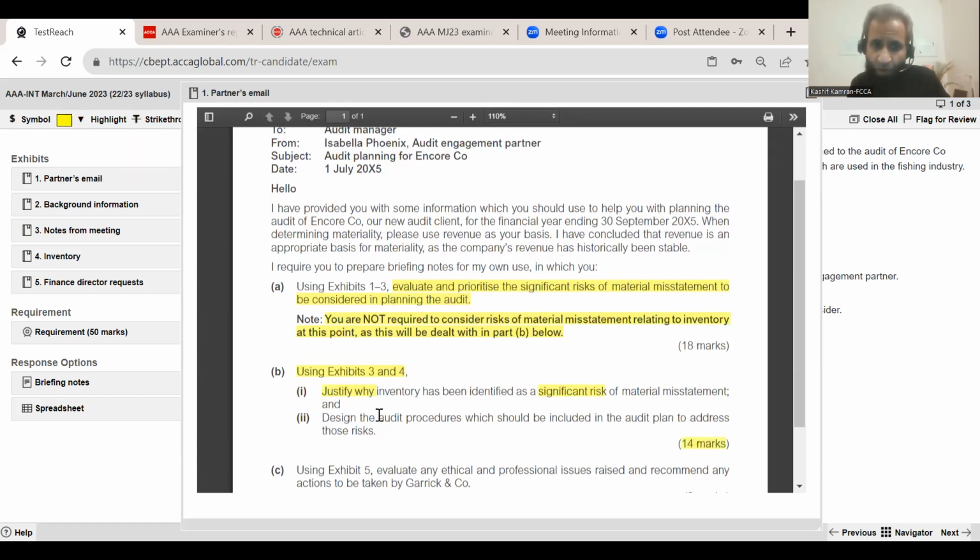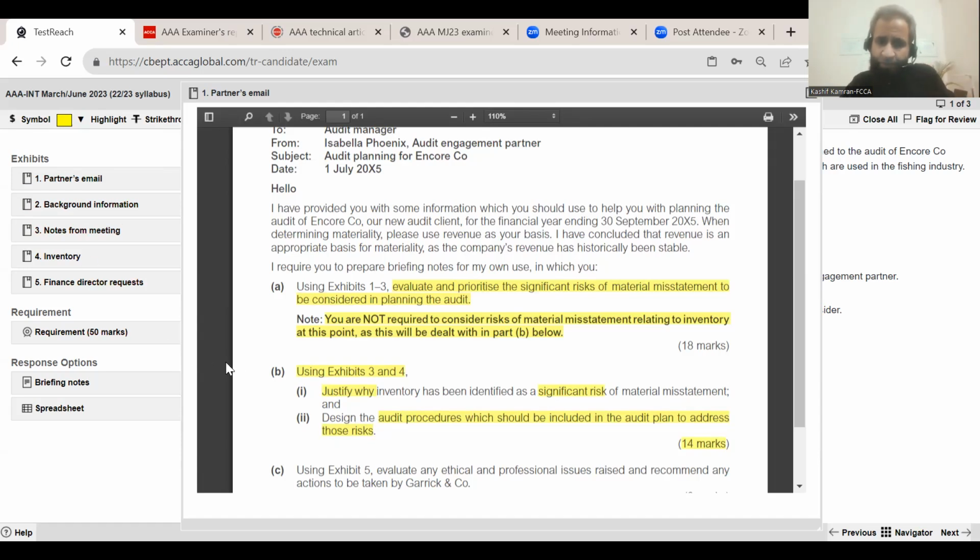Then you need to design audit procedures, which should be included in the audit plan to address those risks. So whatever risk you have identified in inventory, what procedures will you make on those particular risks? These are not general inventory procedures. These are around risks in inventory mentioned in Exhibit 3 and 4. So around inventory, there will be some issues in Exhibit 3 and 4. You need to make procedures around that for the remainder marks. So if you're left with 9 marks or 8 marks, you will make 8 or 9 procedures.